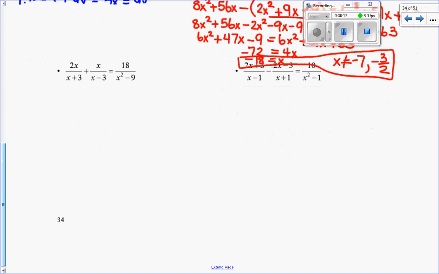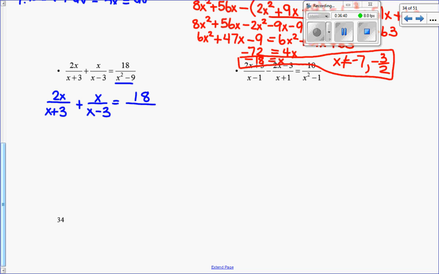Okay, when I look at this next question, I notice right away that I'm going to have to do some factoring in the denominator of the right-hand side of my equation. So I'm going to leave my left-hand side just as is and rewrite it exactly like it is. X over x minus 3. And on this side, I have 18 over.